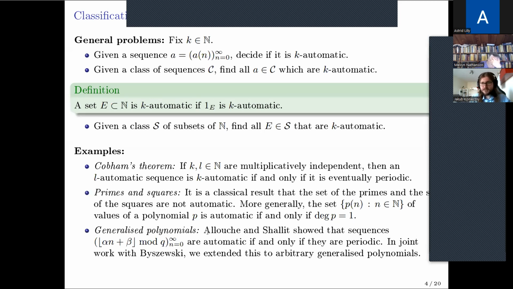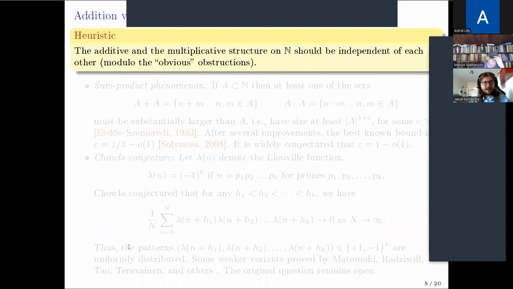Another example that I personally find quite interesting is that Allouche and Shallit at some point classified all sequences of the form integer part of alpha n plus beta, mod q, which are automatic. Turns out these are exactly the eventually periodic ones. And together with Wyszewski, we extended that to all expressions that you can build out using polynomials and integer parts. Now, I'm going to talk about a classification of multiplicative automatic sequences and multiplicative semigroups.